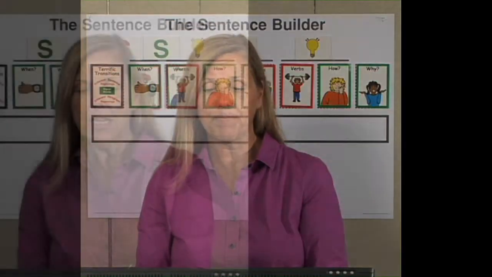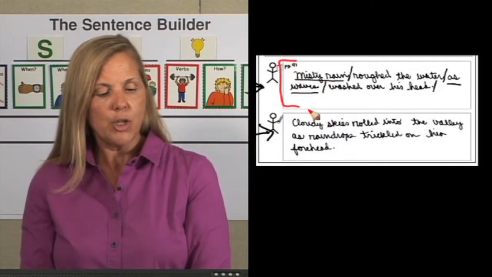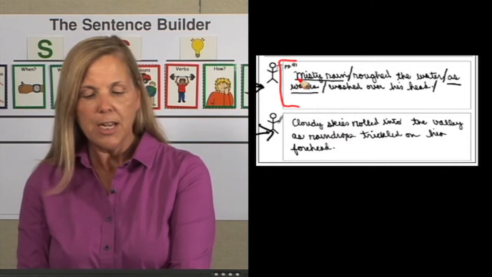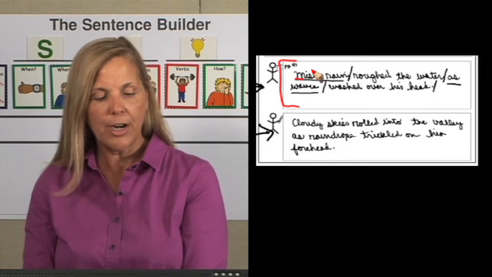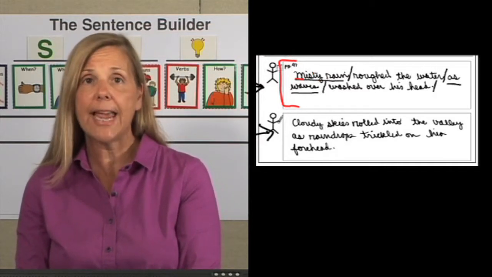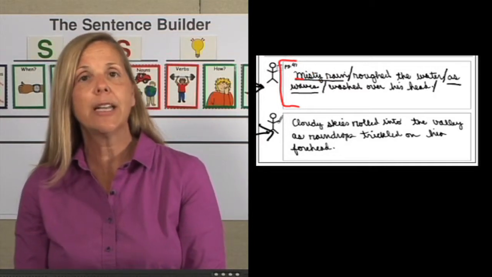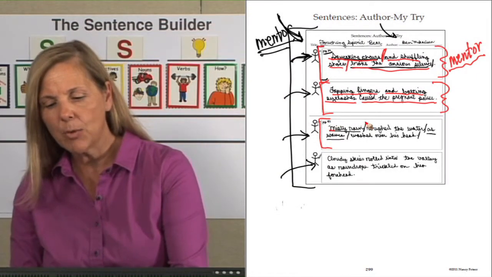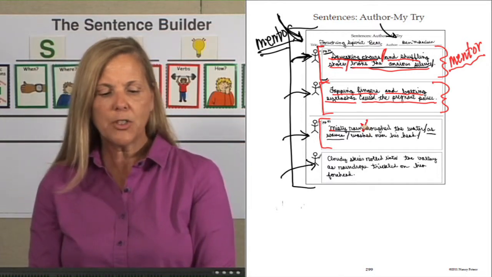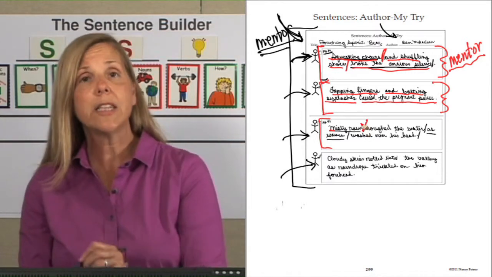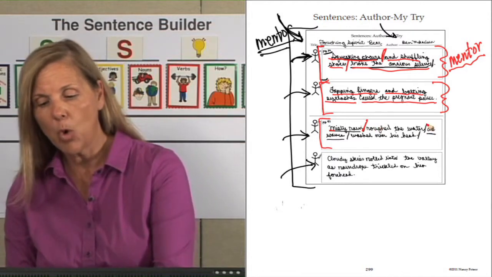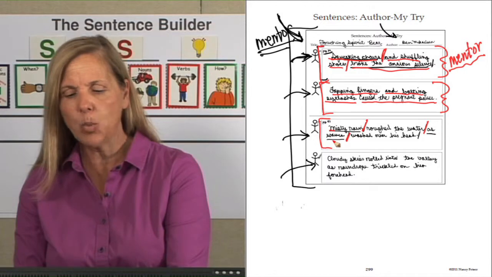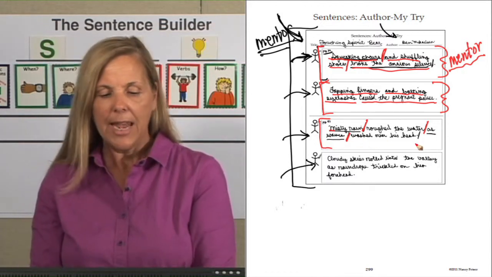Let's do the one on the bottom. When she had finished reading a chapter, she wrote down the page number, and then she wrote her favorite sentence in that chapter. Misty rain roughed the water as waves washed over his head. So we went back and we said, let's read and chunk. Misty rain. Who or what are we talking about? Misty rain, slash. Roughed the water. What did the misty rain do? Roughed the water, slash. As waves washed over his head.